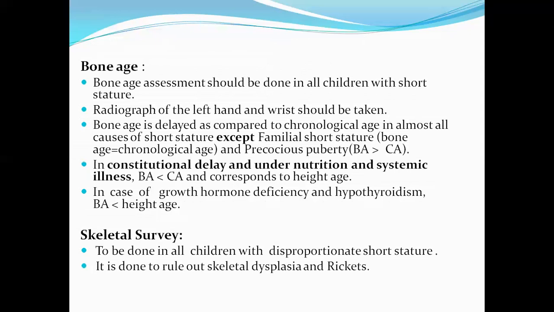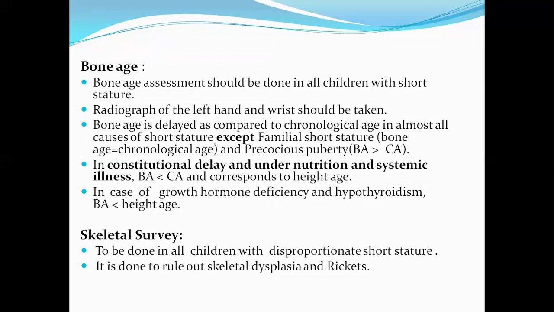Bone age assessment should be done in all children with short stature. Radiograph of the left hand and wrist should be taken. So remember, left hand and wrist. Bone age is delayed as compared to chronological age in almost all causes of short stature, except familial. If the bone age is equal to chronological age, it is familial short stature. And in precocious puberty, rather bone age is more than chronological age. In all other cases, bone age is less than chronological age.